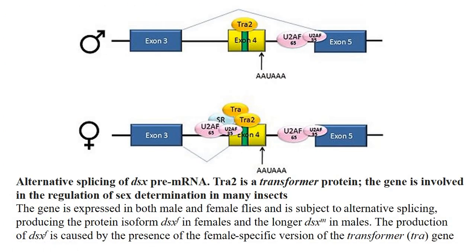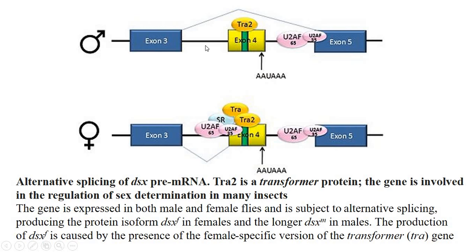Another example of alternative splicing is DSX or double sex pre-mRNA in flies. So here, this is male, this is female. This TRA2 is a transformer protein. This is TRA2. The gene is involved in regulation of sex determination in many insects. So what happens is, when this TRA binds to this exon, we're not talking exactly about the TRA protein. We're talking about this double sex protein.